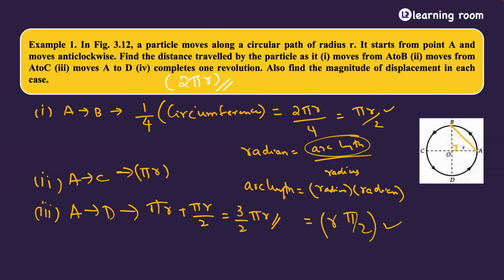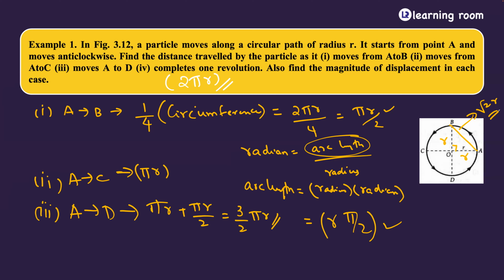Tell me. If this is the radius, this is also radius, it forms a right angle triangle. So it is going to be root 2 r. I'm not showing you how you got that root 2 r. Basically, it is a square plus b square under a root. So root 2 r. Similarly, what is the displacement of the particle when it moves from A to C?